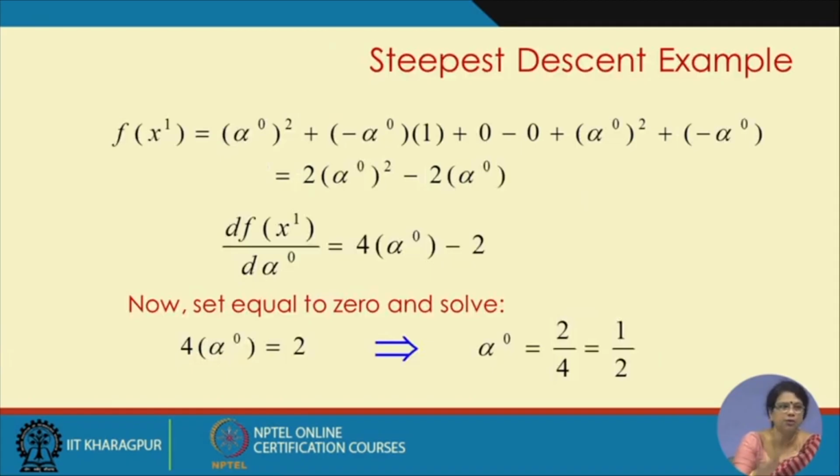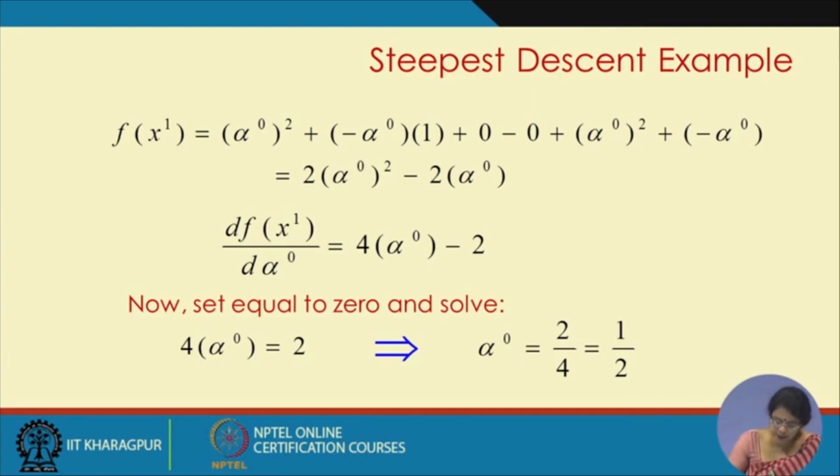Okay. Now, this is becoming a function of one variable. What is my target? My target is to find out the suitable step length, that is the optimum step length. That is why we will take the first order derivative of the function with respect to alpha naught, and we will get the value as this one, and we will equate it to 0, and we will get alpha naught as equal to half.